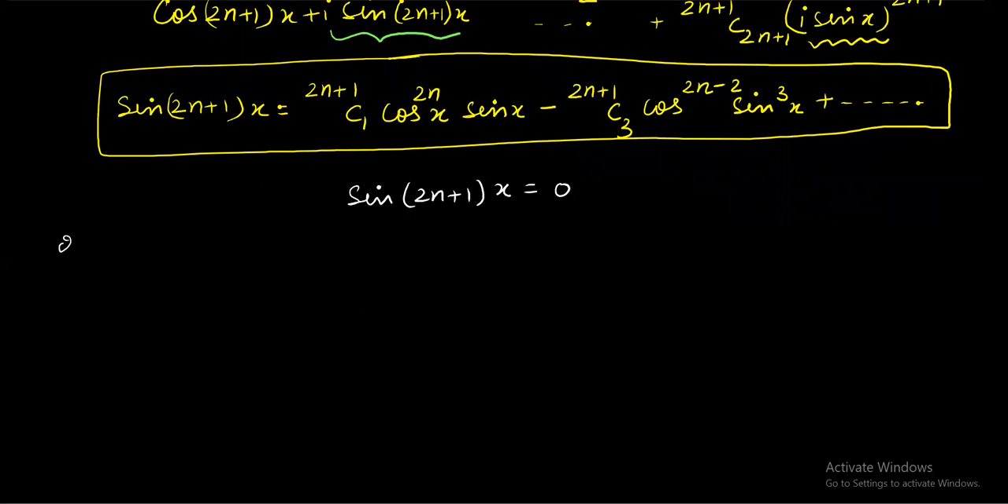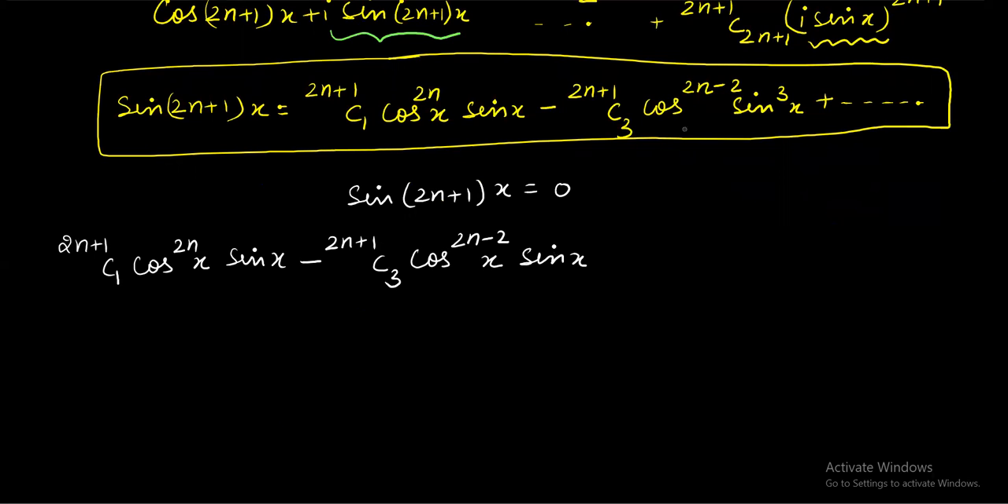So it will become (2n+1)C1 cos^(2n) x sin x minus (2n+1)C3 cos^(2n-2) x sin^3 x. Keep writing. The next term is going to be positive. So we will have (2n+1)C5 cos^(2n-4) x sin^5 x, and so on till the last term equals 0.